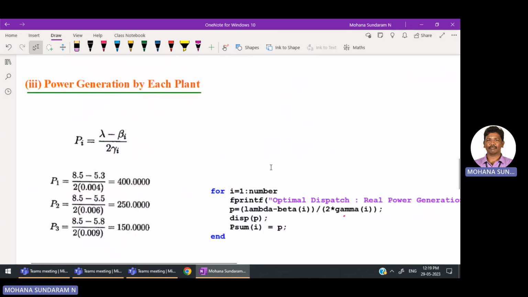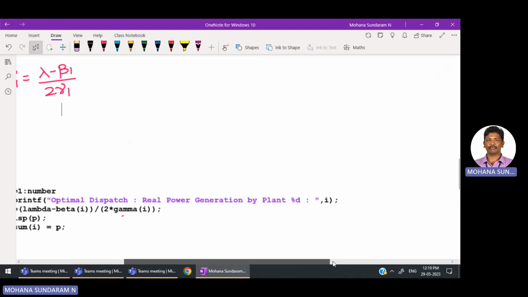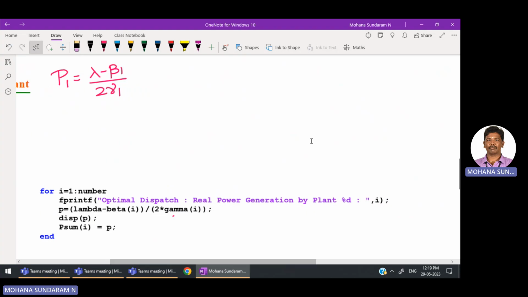Next, we'll go to power generation by each plant. Now, this is the formula. The formula is P1 equals lambda minus beta 1 divided by 2 times gamma 1. So this will be repeating. The logic is the same, but only the values change, so I can put this into a loop. That is why I am going to have this in a loop. So, how to put this into a loop?